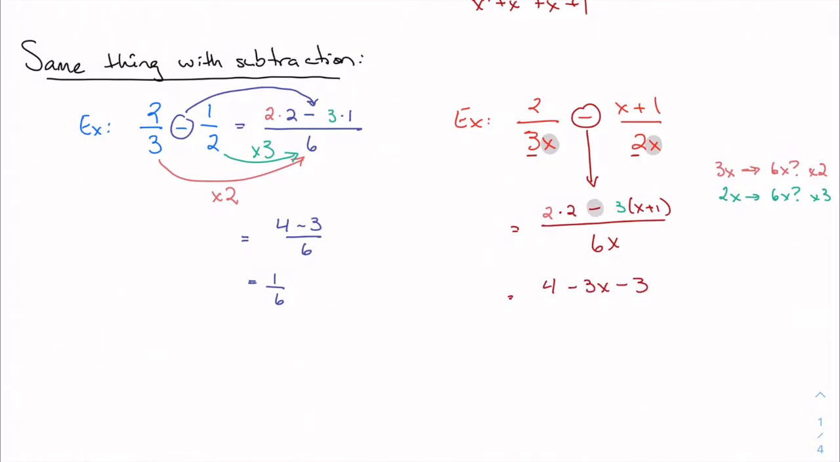So the one thing you need to be careful of in subtraction is you need to watch out for the negative. You need to be really careful about the distribution of your negative, just like I did here and there. If you don't, your answer is just going to be wrong. There's no other way around it. You have to really be careful with that negative. So simplifying here, I'm left with 1 minus 3x over 6x.